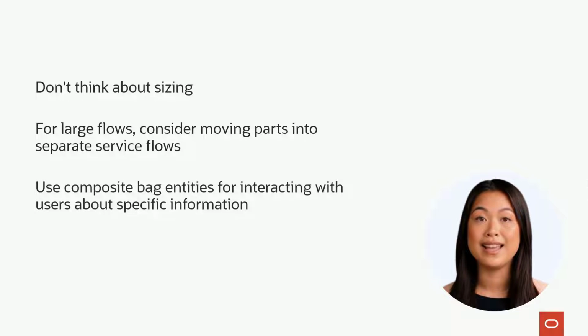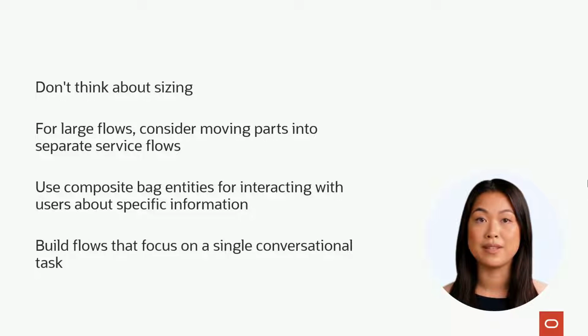Use composite bag entities to interact with users for specific pieces of information. This approach enables you to have a single state that can handle multi-turn conversations and allows you to skip prompts if users provide information out of order. When building flows, it's best to focus on a single conversational task.